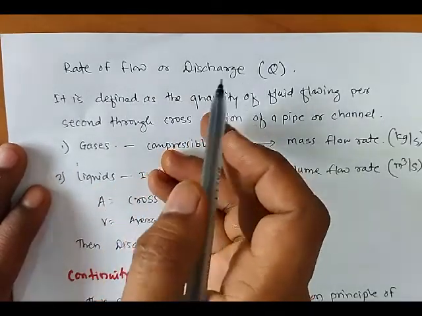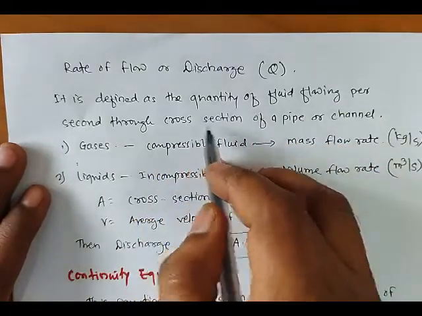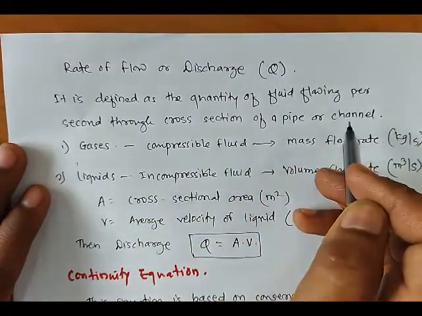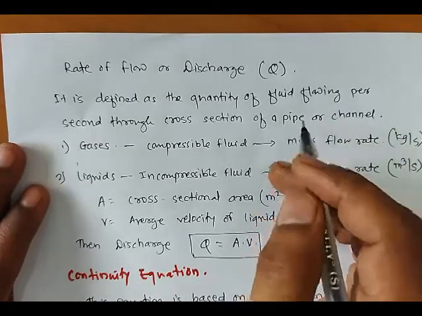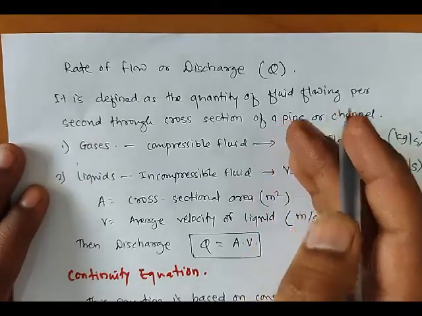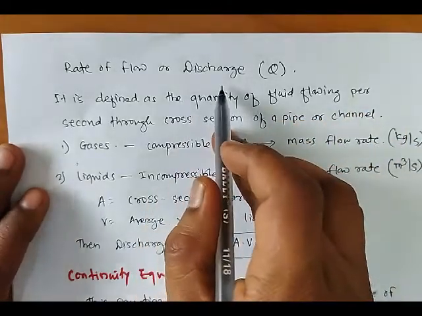So rate of flow or discharge is defined as the quantity of the fluid flowing per second through a cross section of a pipe or channel. Suppose any fluid is flowing through the pipe, then at a particular section, how much quantity of that fluid is passing per second is called the discharge.